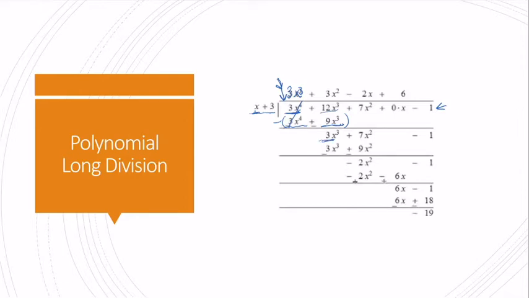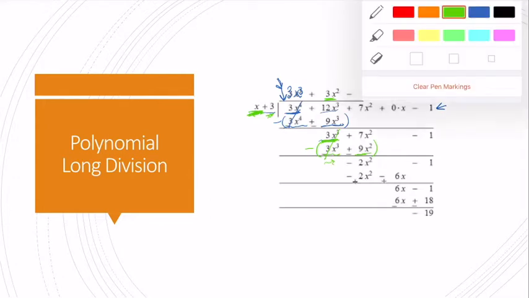Now I think to myself, okay, let's switch colors. What do I multiply x by to make it look like 3x cubed? Well, that's going to be 3x squared. 3x squared times x gives me 3x cubed, and 3x squared times 3 gives me 9x squared. I then subtract this. My first term cancels, and I have 7x squared minus 9x squared. That's going to give me a negative 2x squared.